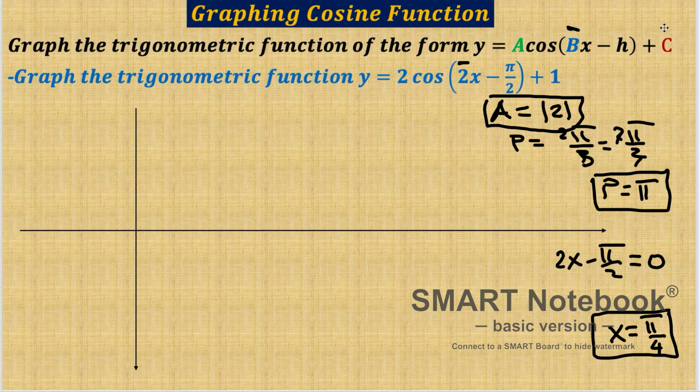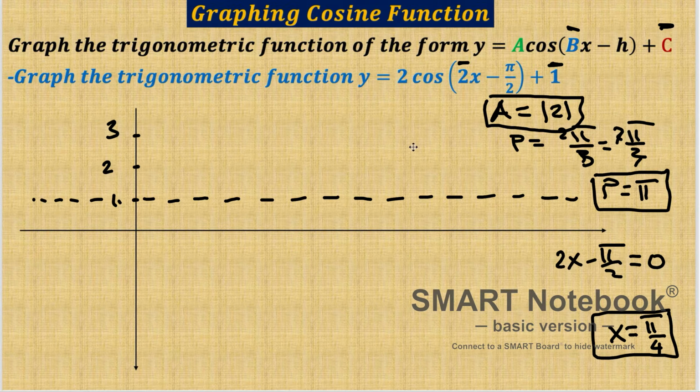But now this plus c is a vertical shift. The vertical shift here is going to be 1, so 1 unit going up. Let's say here is 1, here is 2, and here is 3. So now the axis of this x here is going to move 1 unit up. Y is equal to 1. The axis that divides the cosine function symmetrically is going to move 1 unit up, so this is y is equal to 1.